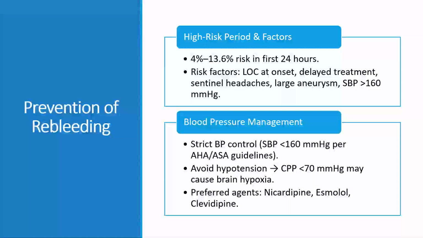It is very necessary to manage the blood pressure. There's a very strict BP control. We have to keep the systolic blood pressure less than 160, but at the same time we have to avoid hypotension. So we should not let the CPP go below 70 millimeters of mercury, because it may cause brain hypoxia. The preferred agent is a short-acting antihypertensive like nicardipine or esmolol.